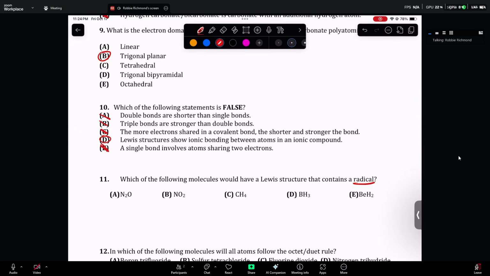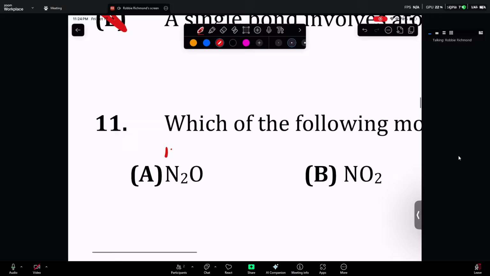Which of the following molecules will have a Lewis structure that contains a radical? Alrighty. A lot of you will look at this question, and if you have been timing yourself when taking these practice exams, which I highly recommend, this may have been a question that took a while to figure out. I'm going to show you a very easy way to determine if a molecule has a radical. And that's simply if the overall valence electrons is uneven, it has to have a radical somewhere. So if we look at answer choice A, 5 plus 5, that's 10, plus 6, that's 16. That's an even number. Wrong.